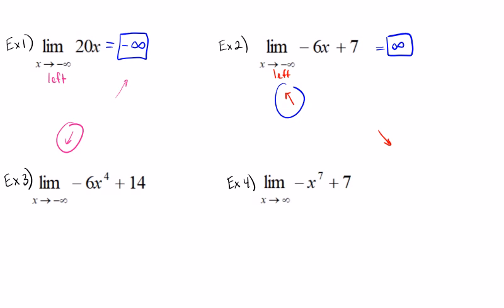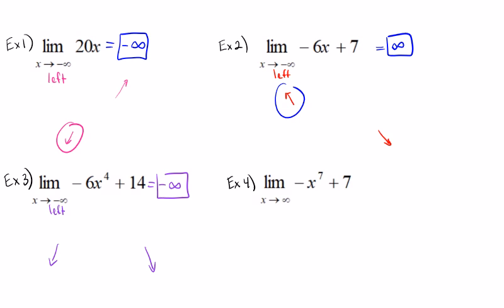So here we have one where we have even. So we know we're going to go the same direction. We're going to go either up and up or down and down. And since this is negative, that means we're going to go down and down, right? And so no matter which side we approach from, even though this is from the left, we're going to go down forever. So it's going to be negative infinity.